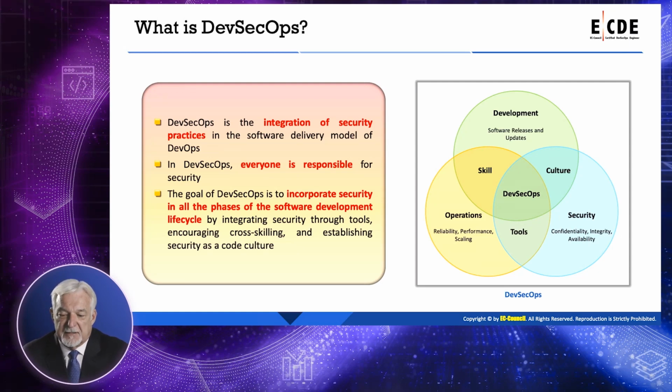On the right, you can see the SecDevOps kind of interplay between development, who have software releases and updates to do, and security, who's worried about confidentiality, integrity, and availability, and operations, who's worried about the reliability and performance and scaling of their systems. And we run into that and we look at skills and culture and tools to create this integrated DevSecOps type of an environment and operation.